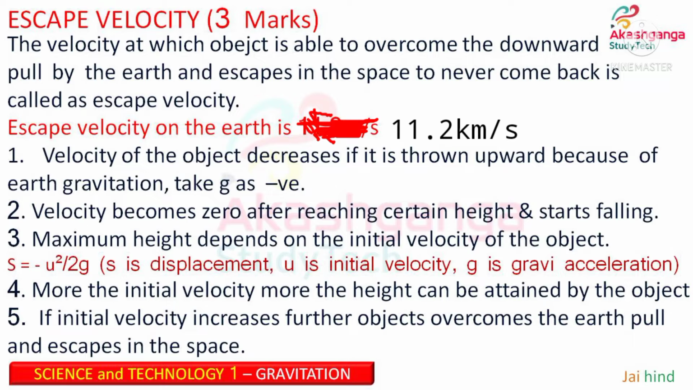Point 4 is, the more the initial velocity, the more height can be attained by the object. Means if you apply more force, if you throw the object with a larger velocity, then definitely that object will attain a greater height. Point number 5, if the initial velocity increases further, the object overcomes the earth's pull and escapes into space. This is about the escape velocity if the question is asked for 3 marks.